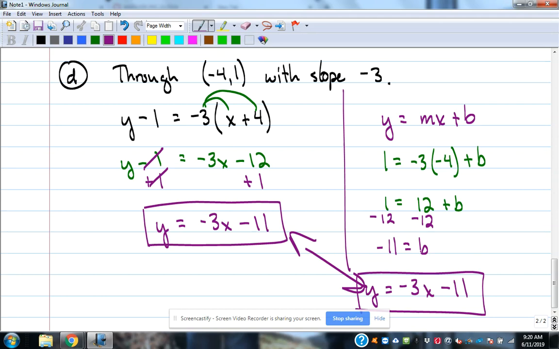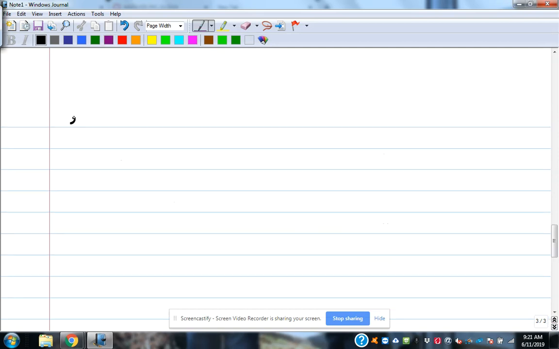So I'm fine with you doing it either way. I don't care. As long as you get your slope intercept form right, it doesn't matter to me which way you get there. Let's look at one where we're writing the equation of the line through -3, 2, and 2, -4.